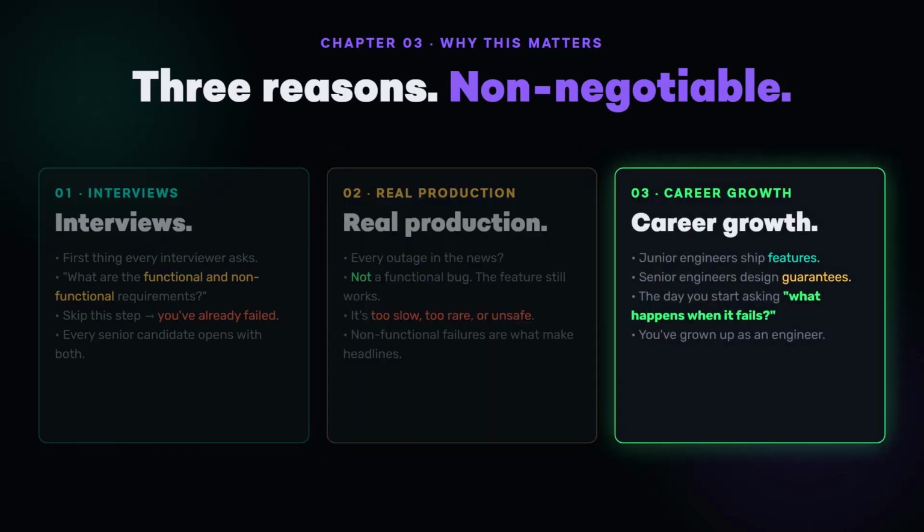Reason 3 is career growth. Junior engineers are hired to implement features. Senior engineers are hired to think about guarantees. The day you stop asking what does it do and start asking what does it promise and what happens when it fails, you have grown up as an engineer.